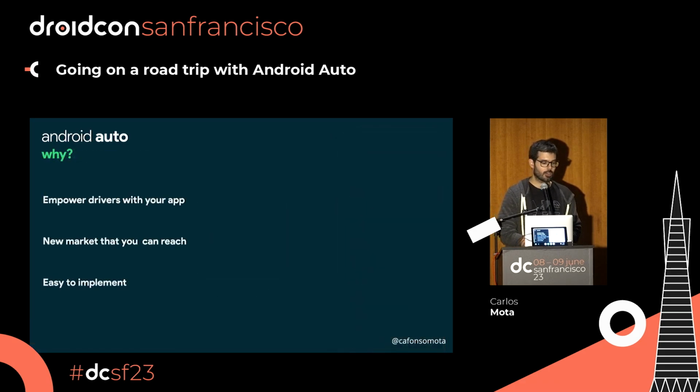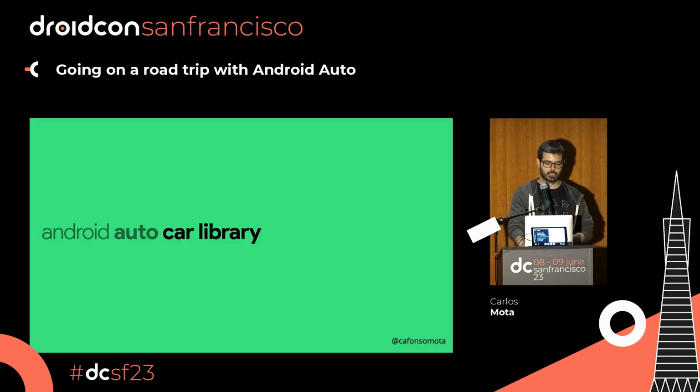Let's see how this can be done. So before, why is this important? It empowers drivers with your app. They don't need to take the device off and they can see it on the screen. There is a new market that you can reach, and of course, it's easy to implement. It took us a couple of hours just to have everything ready, so it's really, really simple, and once again, there is a new market out there.